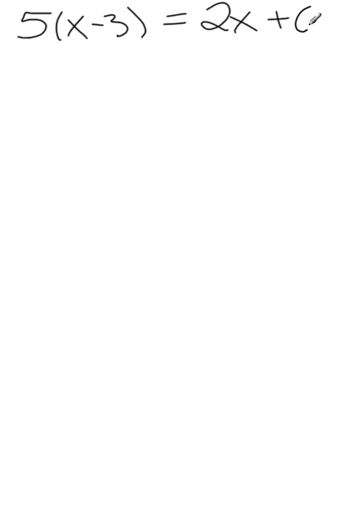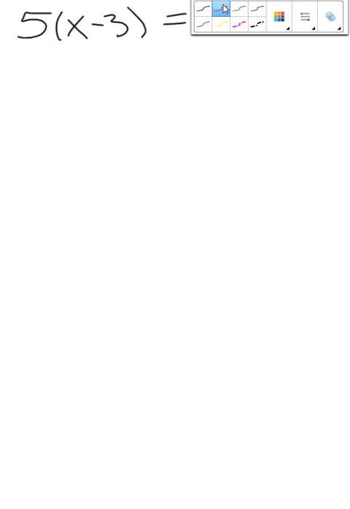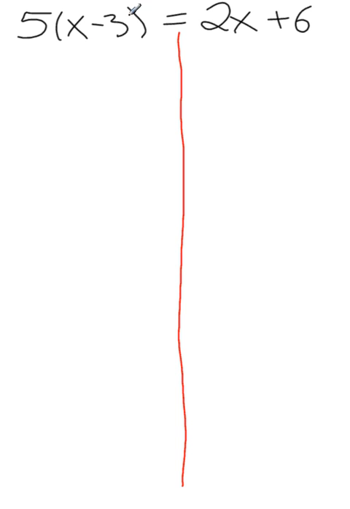We're going to look at solving a multi-step equation. We're going to solve the equation 5 times the quantity x minus 3 equals 2x plus 6. Now, when I'm solving equations, one of the first things I like to do is to draw that line down from our equal sign so that we remember that everything we do to one side of the equation, we do to the other. We need to keep them balanced.